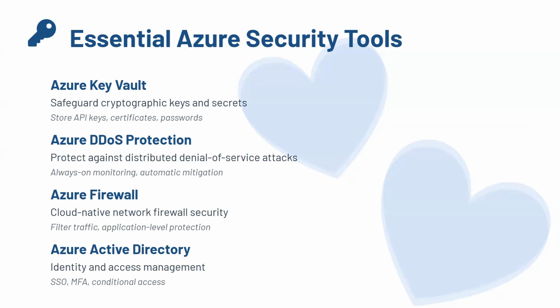Yeah. Now, let's talk a little bit about DDoS protection, right? When we are in the cybersecurity world, DDoS is a very common word, right? It's a distributed denial of service attack, right? So Azure has you protected against those, right? By default. We're always monitoring, and there is automatic mitigation, right? Automatic. Now we have the Azure Firewall, right? So just by having your resources in Azure, you have a cloud native network firewall, and it gives you security, right? So it filters traffic and it gives you application level protection, right?